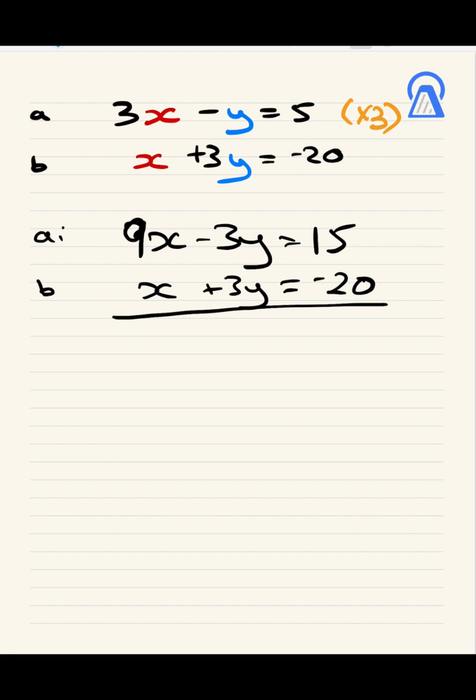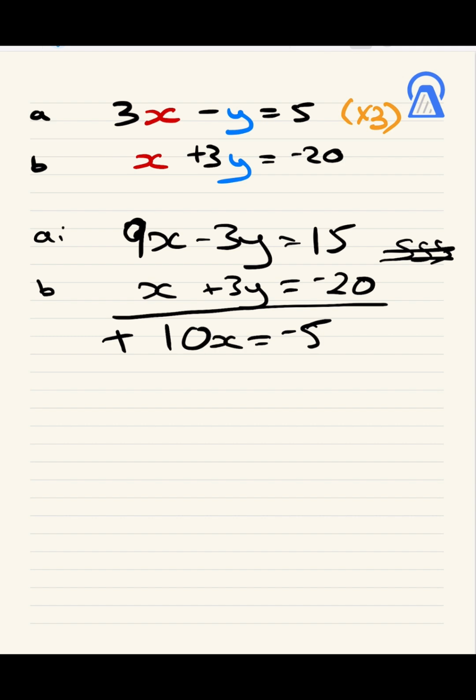Again, I've got to check to see if we've got the same signs, in which case I would subtract. But this one is a positive and a negative, so actually we're not going to use that method. We might have to add our two equations. So I've got 9x plus x is 10x. I've got 3y added to a negative 3y. They eliminate. That's the whole purpose of this. And then I've got 15 added to negative 20, and that gives me negative 5. Sorry, 10x. I've forgotten the x.